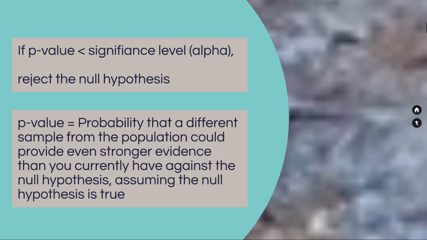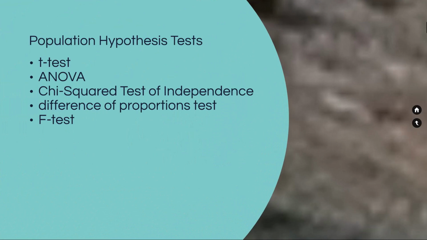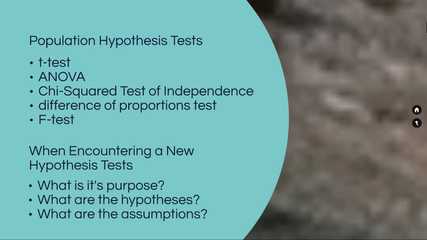So if that was a little too overwhelming, don't worry about it. Focus on if p-value is less than alpha, reject the null hypothesis, okay? So I want to show you a couple common, very popular hypothesis tests. That would be the t-test, the ANOVA, chi-squared test of independence, difference of proportions, and the f-test. If you're new to hypothesis testing, I would start reading here. These are the ones you're most likely to see in any write-up, regardless of what field or what year the paper was published. But perhaps more importantly is what you should do if you ever encounter a new hypothesis test.